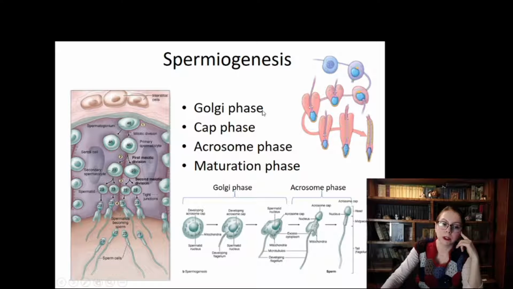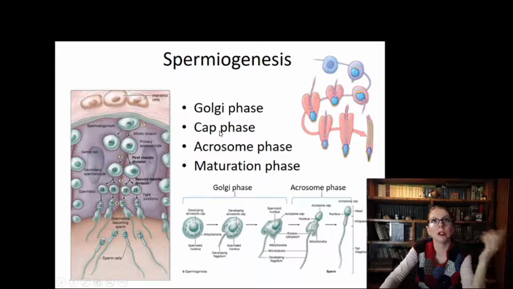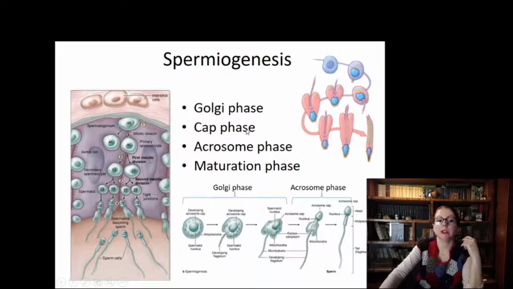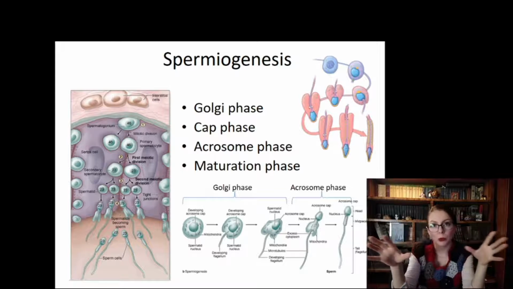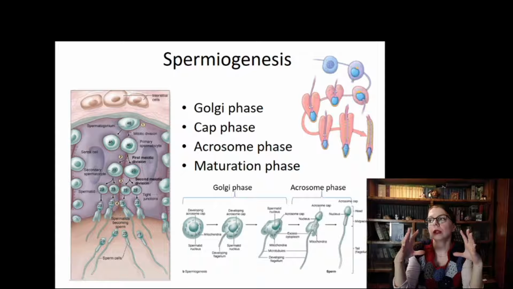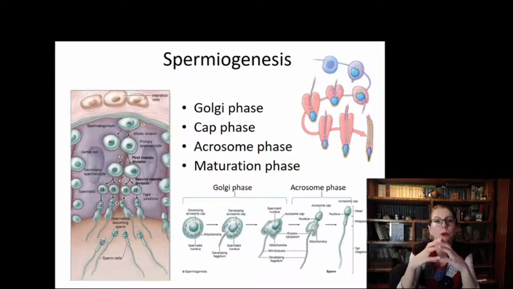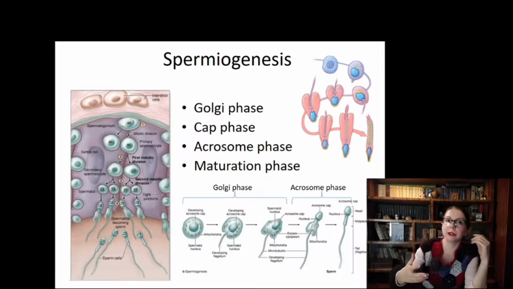So what happens in the Golgi phase? Golgi creates a system of vesicles, and then in the cap phase they fuse with the formation of acrosome-like structure. And what is especially important in the cap phase is that the nucleus gets rid of its pores. And inside the nucleus, all chromosomes become tightly packed.